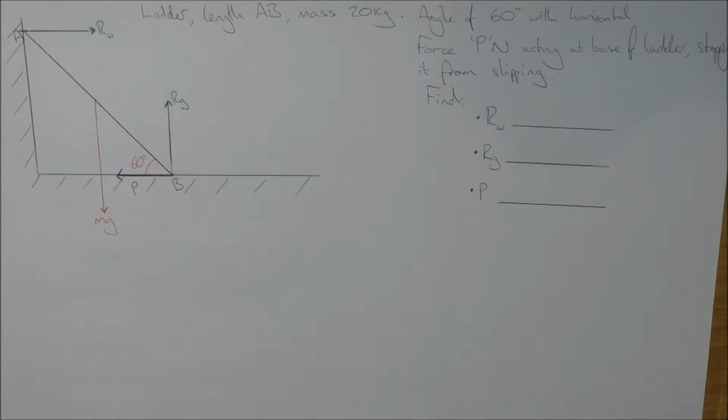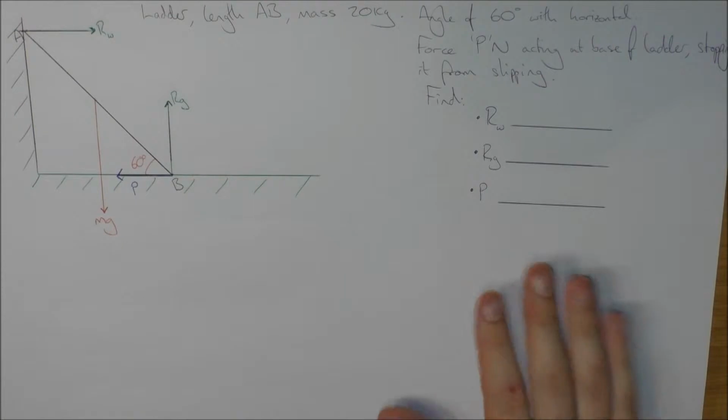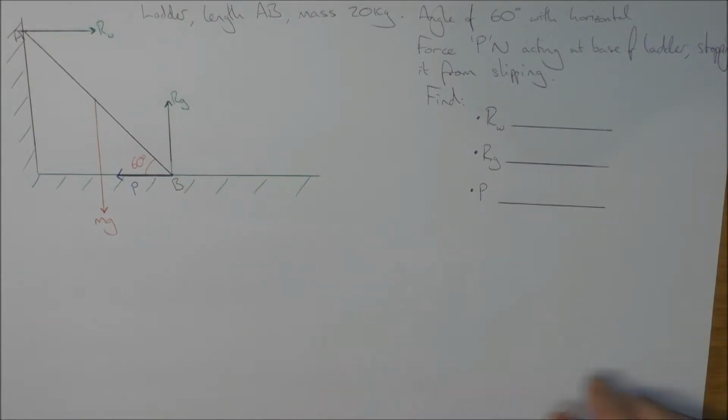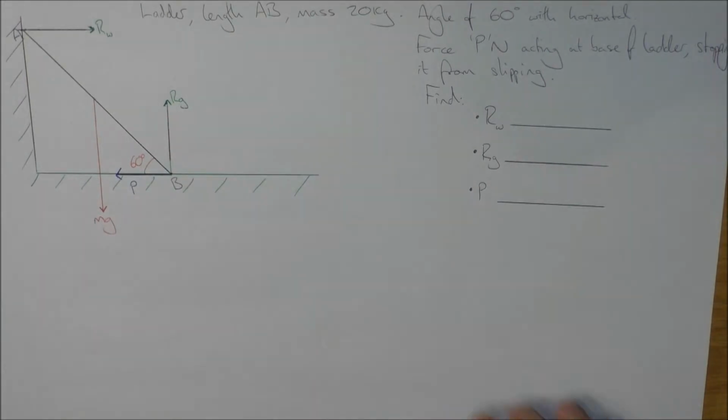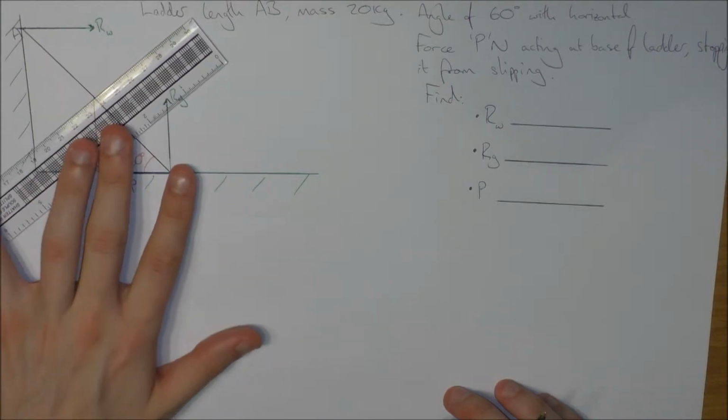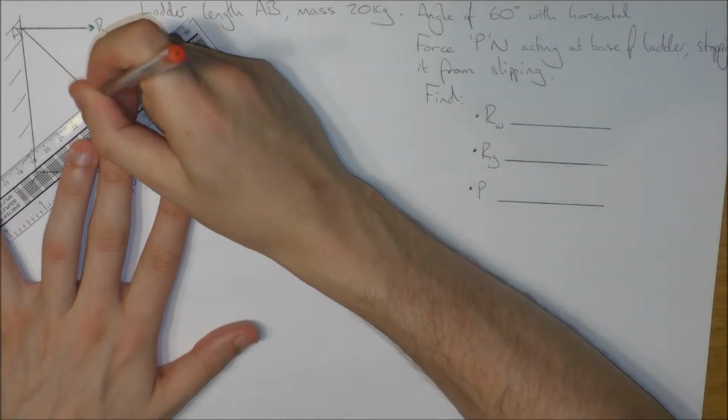Right, so in order to solve this, I'm going to take moments around a couple of different places on the ladder. Because B is looking like the most complicated one at the moment, I'm going to take moments around B, and that means that I can ignore both RG and P for the time being. There's a couple of things that I need to do in order to take moments around B, and that's resolve the forces on the ladder so that they are perpendicular to the ladder.